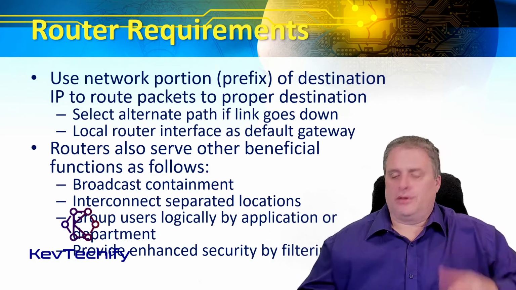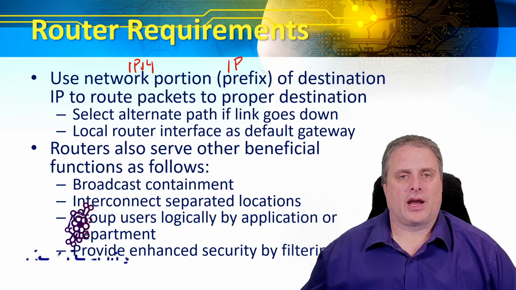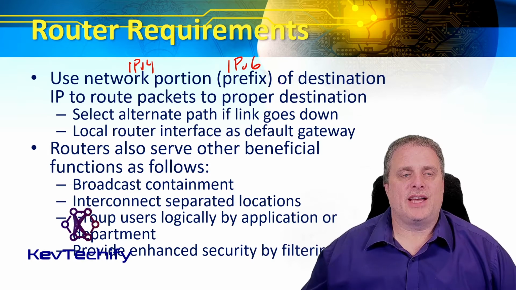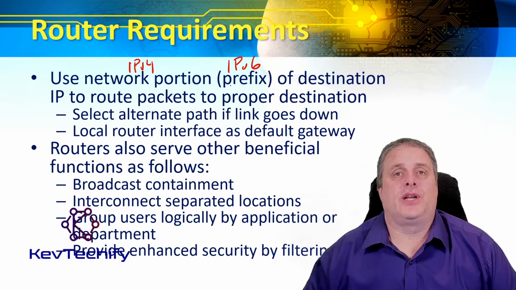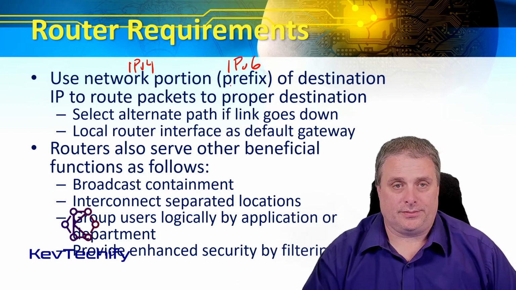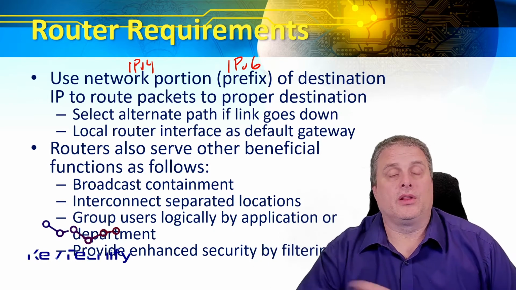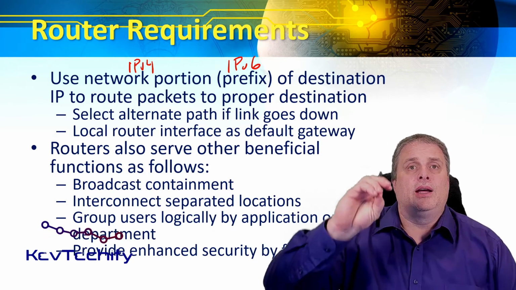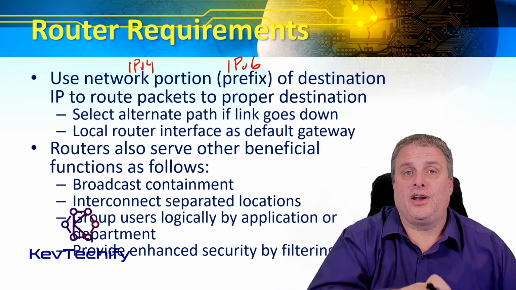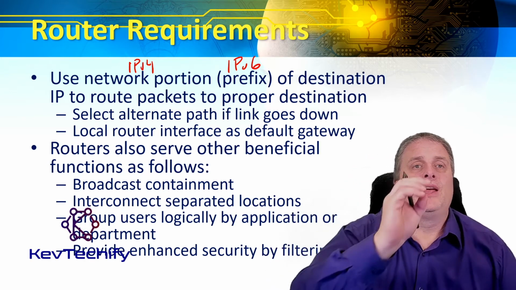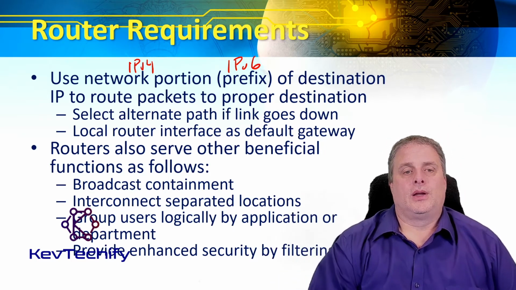Routers use either the network portion, for IP version 4, or the prefix, for IP version 6, of the destination IP address to route packets to the proper destination across your network. They also provide alternate path selection if one of the links goes down, and the local interface on the local area network is the default gateway that those devices use to get off of their network to connect to other networks.